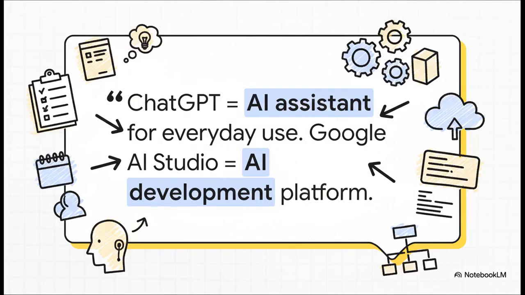Look, if there's only one thing you remember from all of this, let it be this simple definition. ChatGPT is your AI assistant for everyday use. Google AI Studio is your AI development platform for building what comes next.